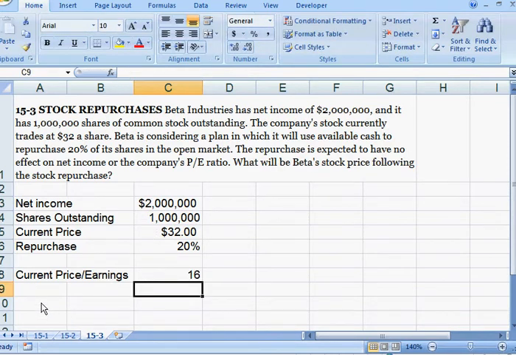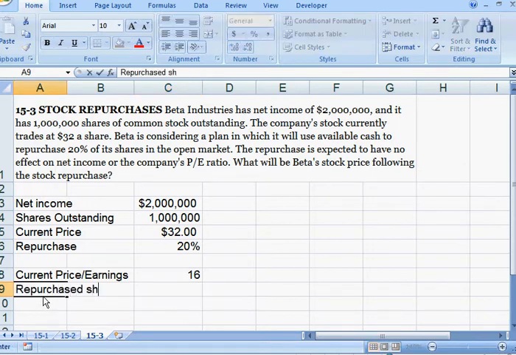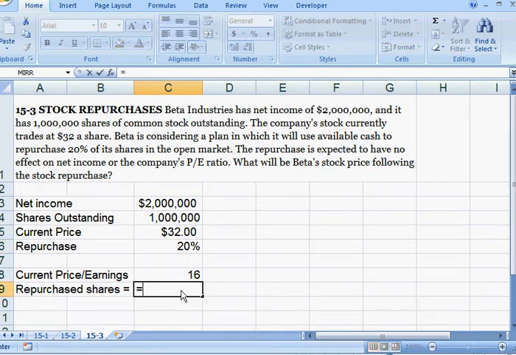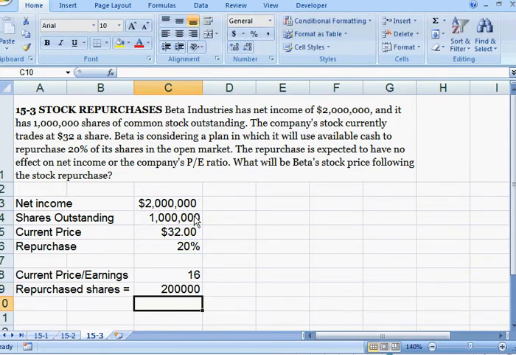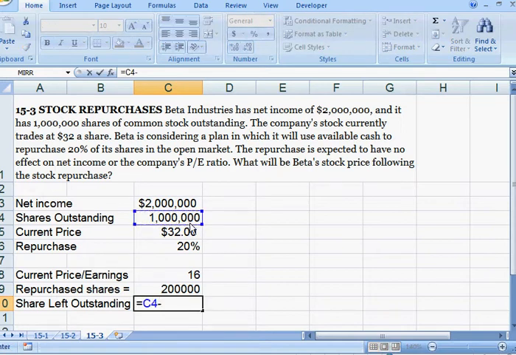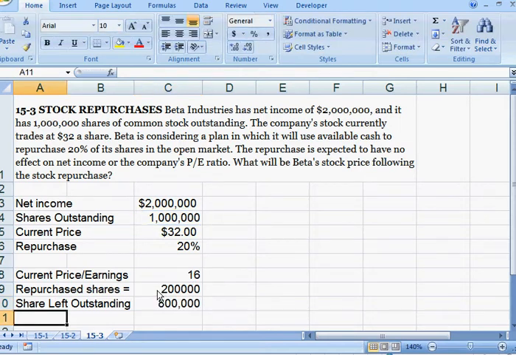Okay, so now if we repurchase 20% of the shares, repurchase shares equals 20% times 1 million shares, so it's going to be 200,000 shares. So shares left outstanding will be the 1 million shares that you had originally minus the 200,000 that have been repurchased, so you now have 800,000 shares outstanding.